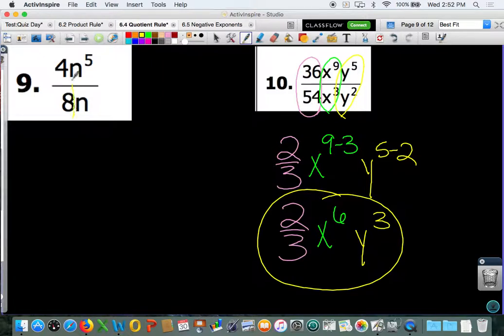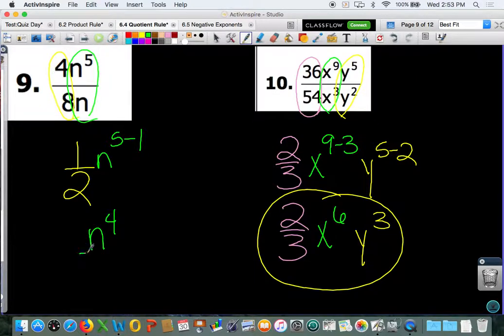So 4 divided by 8 is 1/2. Well, n to the 5th minus 1 leaves us with n to the 4th over 2. I don't have to rewrite my 1 in front of that n. I can just write it in a fractional form like this.